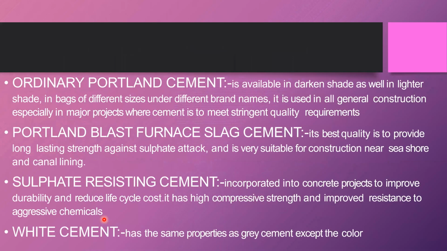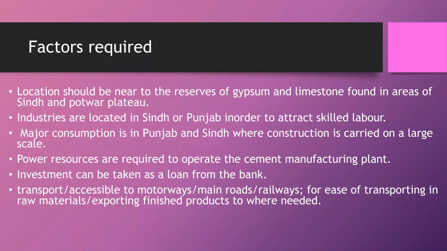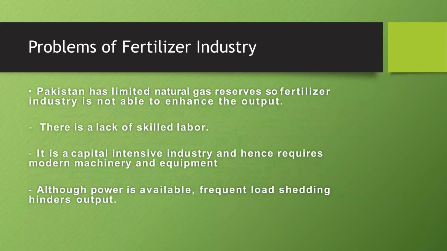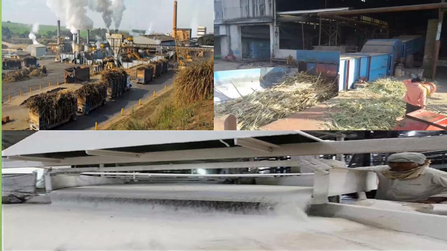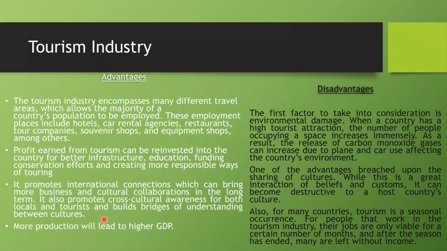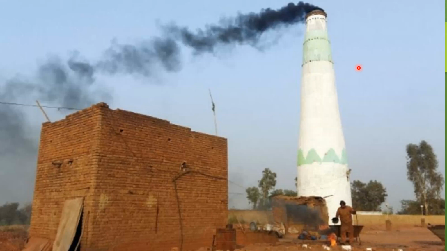One of the small scale industries in Pakistan is the brick lane industry. Now, what is a brick lane industry? A brick lane industry is an industry which basically produces bricks. Let me show you a picture of a brick lane industry. This is how a brick lane industry looks. This is a kiln, and here these kinds of bricks are produced.